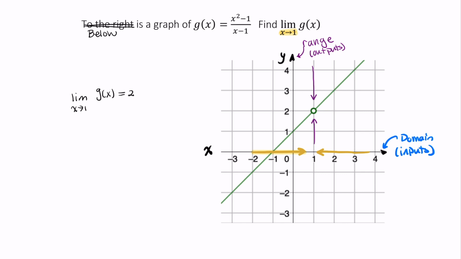And before you say, wait, Professor G, this is undefined here. This is an open dot. There is no value there. That's okay. What you are saying is that you're getting really close to this point without actually touching it. And if you get really close, you're approaching 2.